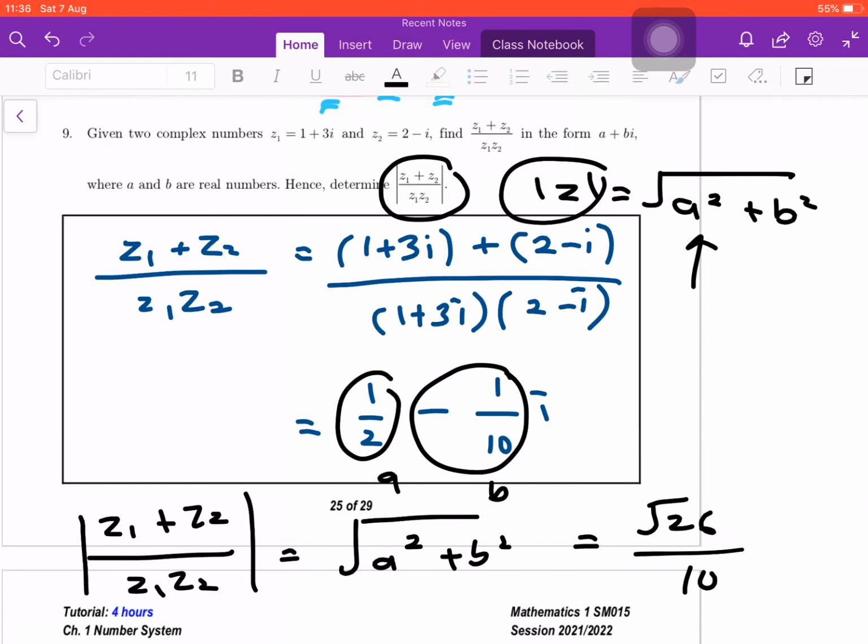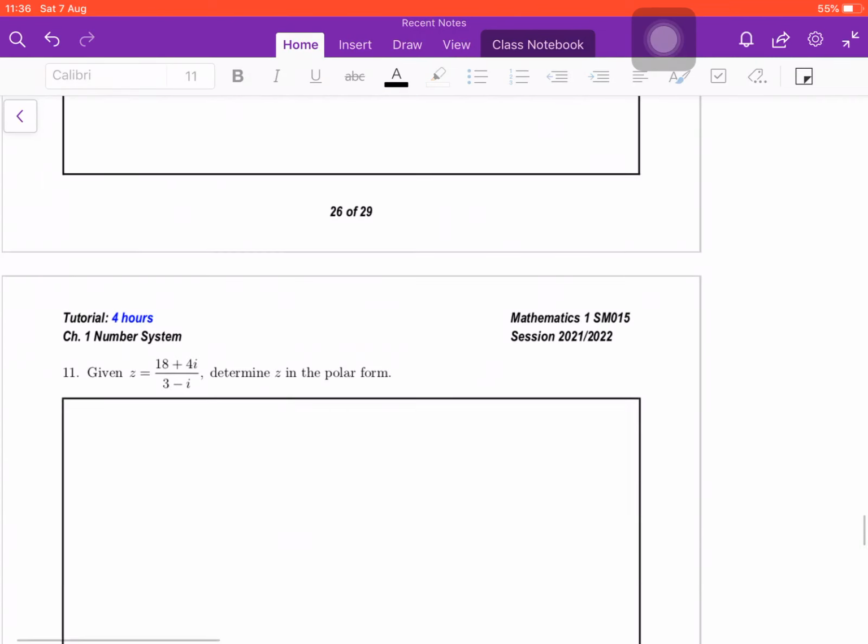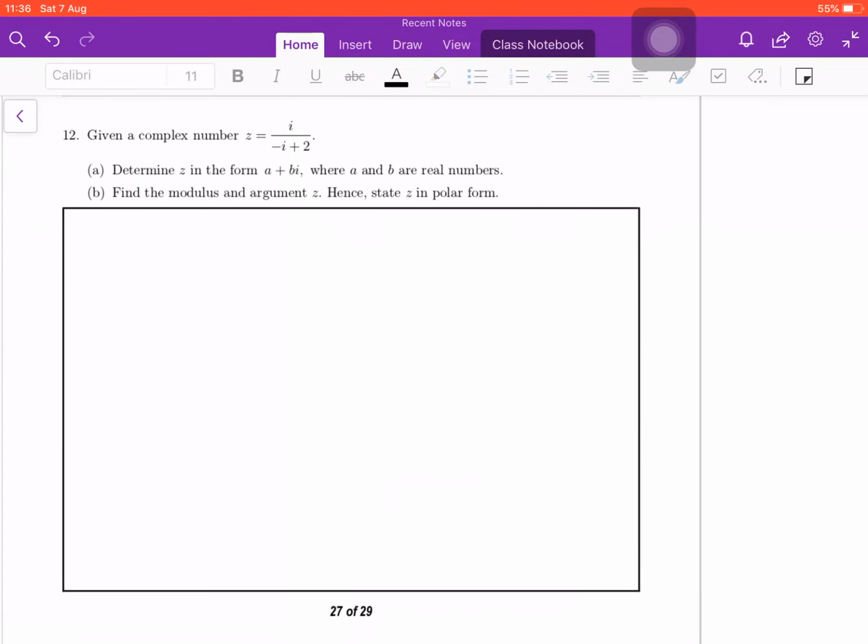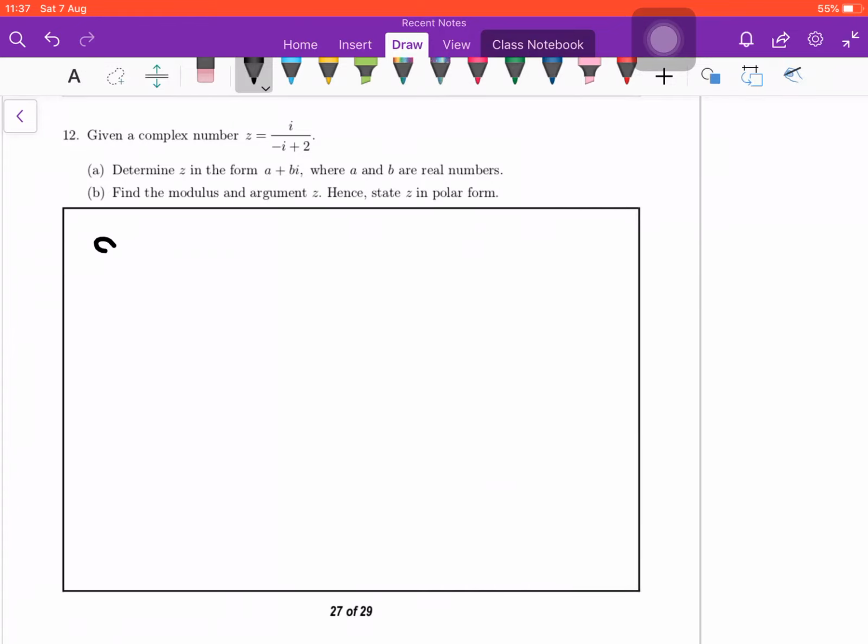Soalan yang terakhir adalah soalan nombor 12. Given a complex number Z is equal to i over negative i plus 2, determine Z in the form A plus Bi. Apa yang nak kena buat soalan ni? Ini sama juga ni, senang sahaja. Z awak adalah i over 2 minus i. Saya ubah, saya letak real parts dekat depan, imaginary parts dekat belakang. Dia suruh awak determine Z in the form A plus Bi.